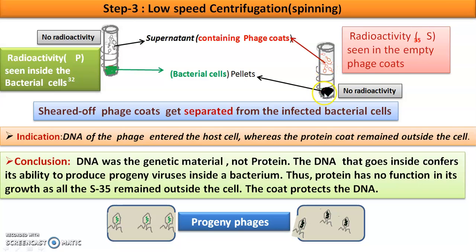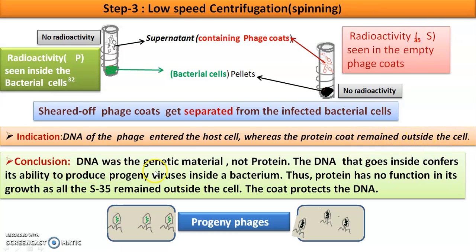Whatever was inside the bacterial cells, that is showing radiolabeling only here. Radioactivity is all shown in the bacterial cells, in the pellets. That means DNA has entered the bacterial cells. Whereas here, there is no radioactivity inside the bacterial cells, we had not labeled it with radiolabeled P. So definitely that has entered inside the bacterial cells. The sheared off coats are separated from the infected bacterial cells by centrifugation, and radioactivity is measured, indicating that the DNA of the phage entered the host cell, whereas the protein coat remained outside the cell.